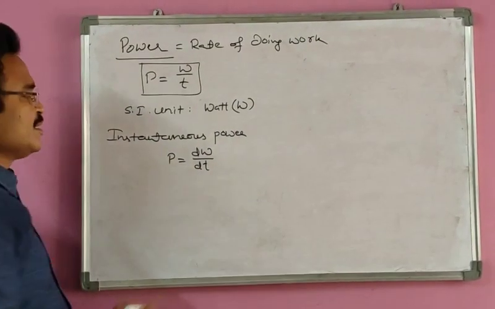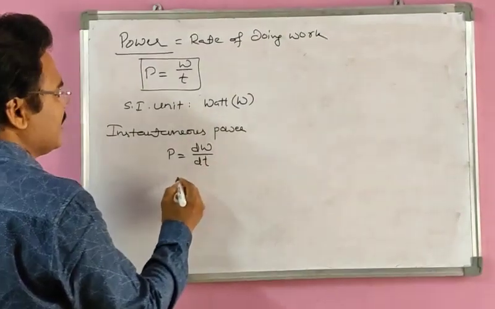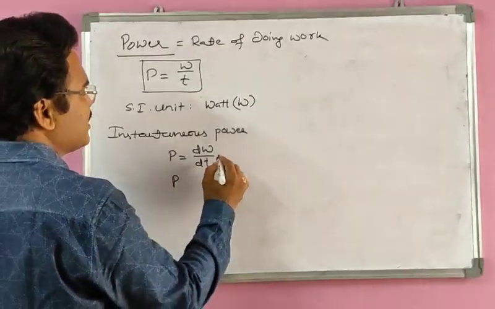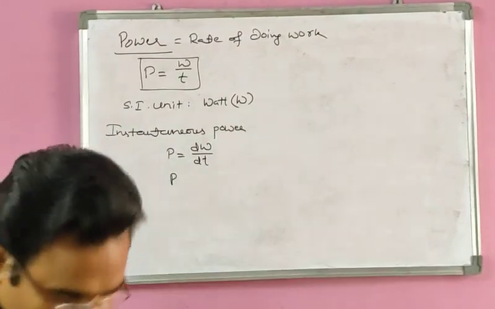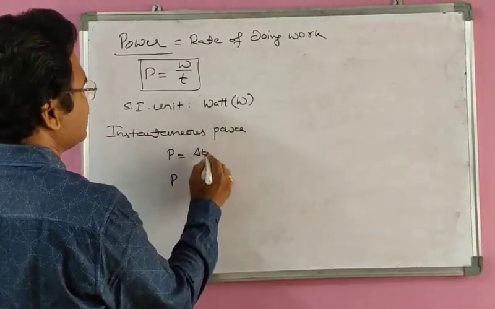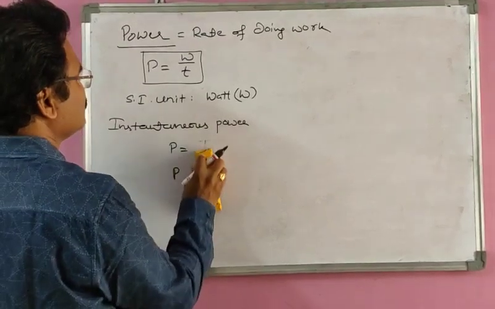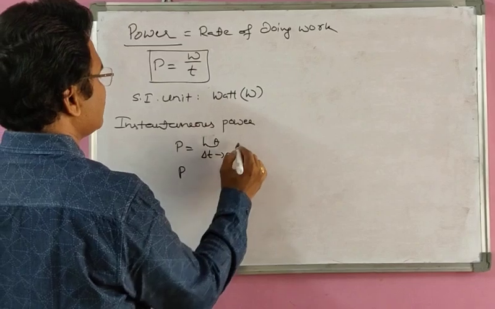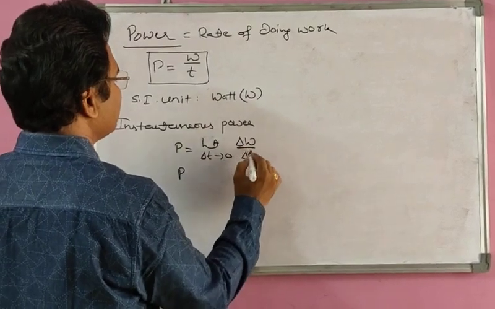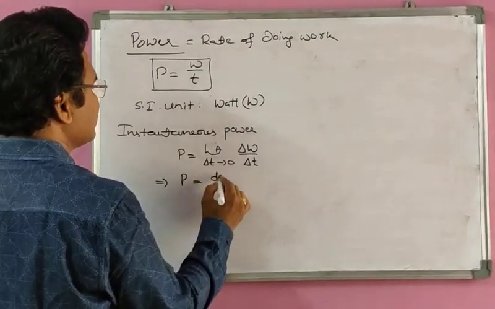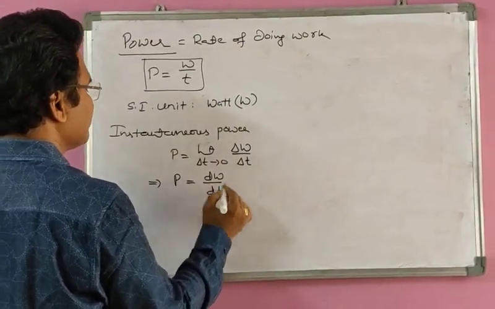If delta T, that means if time is very small, we can write, delta T tends to 0, limit of delta W by delta T. And this implies P equals dW by dt.